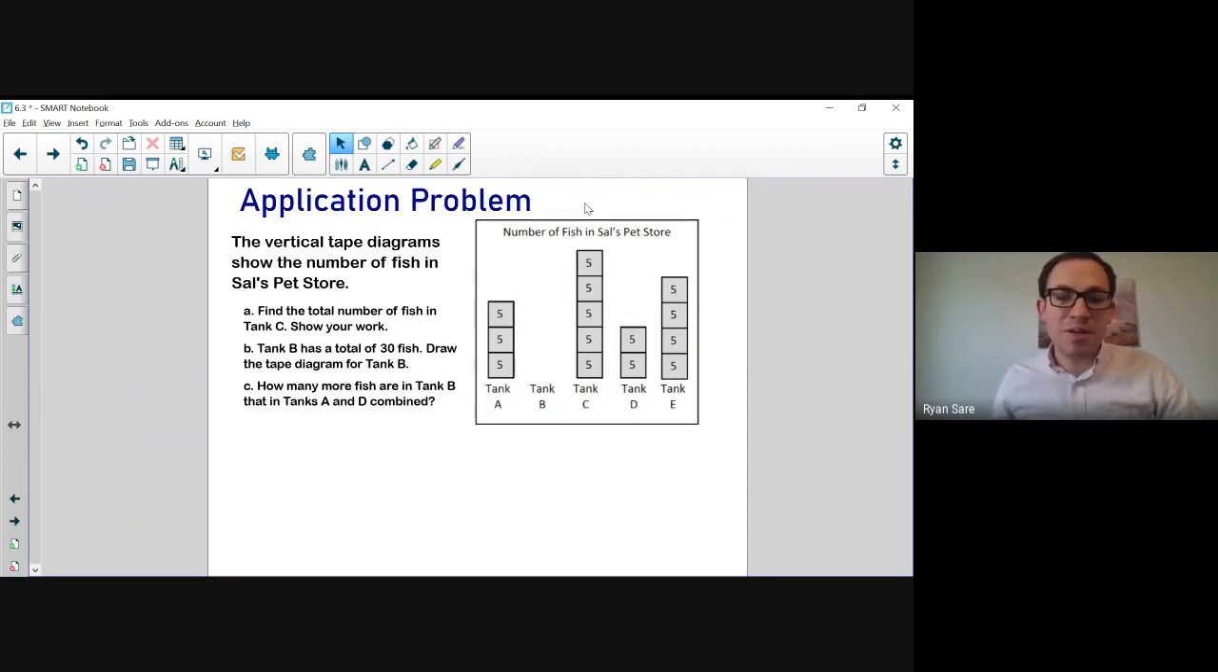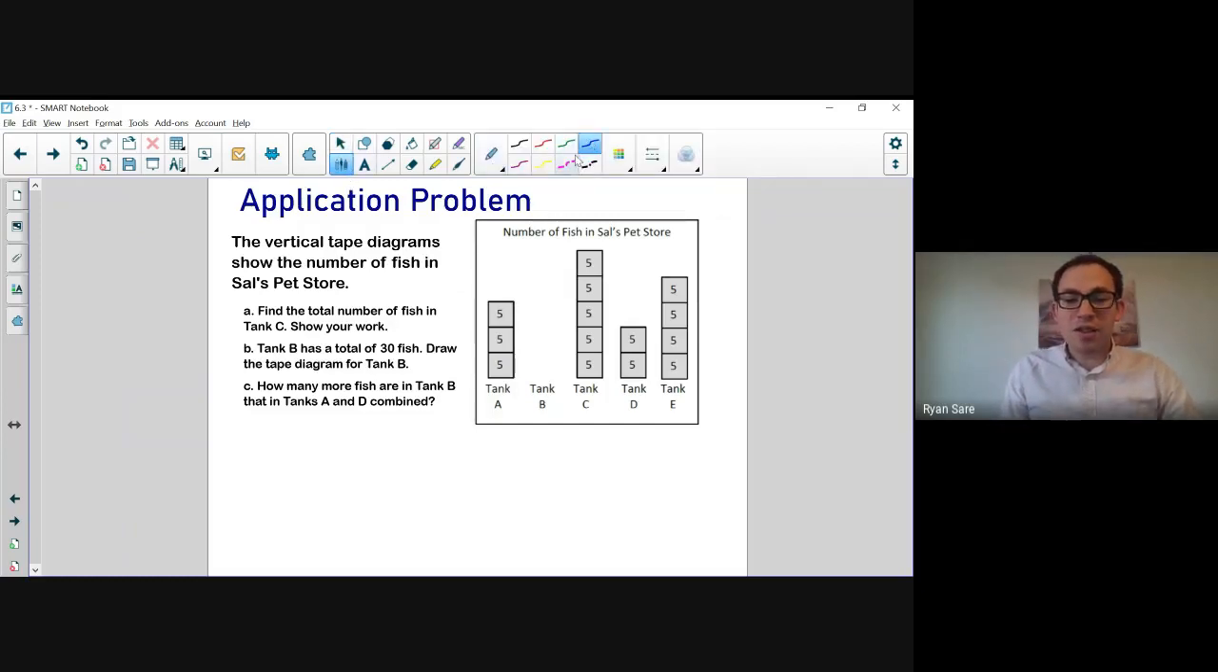It says the vertical tape diagrams show the number of fish in Saul's pet store. A, find the total number of fish in tank C. Show your work. B, tank B has a total of 30 fish. Draw the tape diagram for tank B. You see it's missing here. And C, how many more fish are in tank B than in tanks A and D combined? So go ahead and pause the video, go ahead and try. There's 3 steps to this problem. I'm going to go ahead and jump into my explanation for this problem.